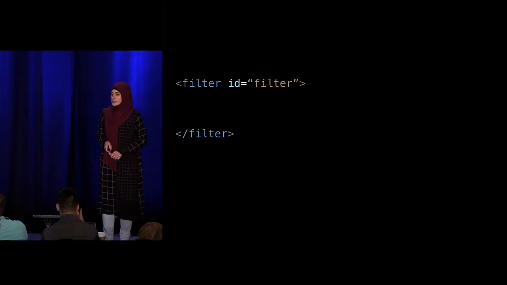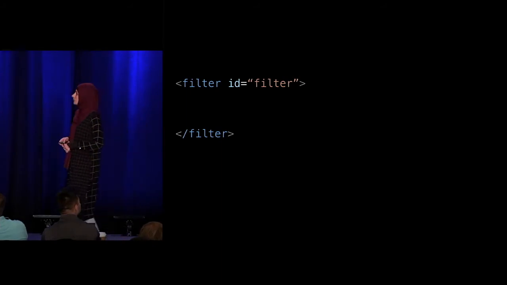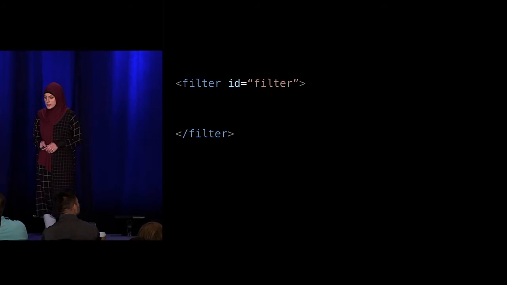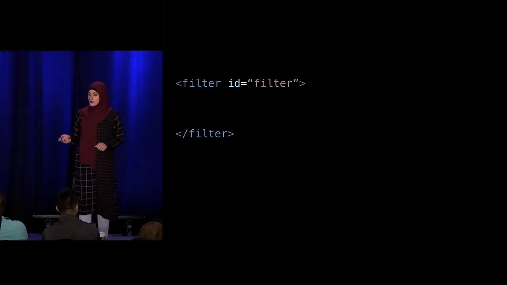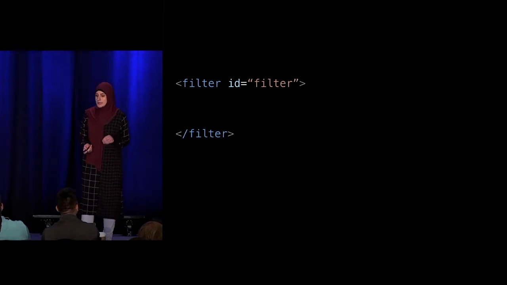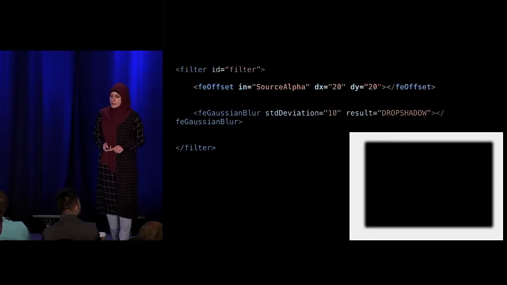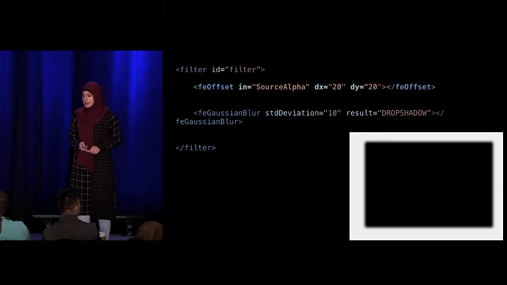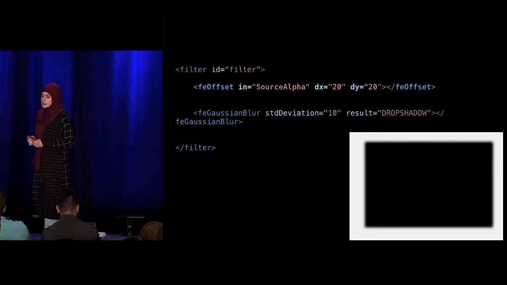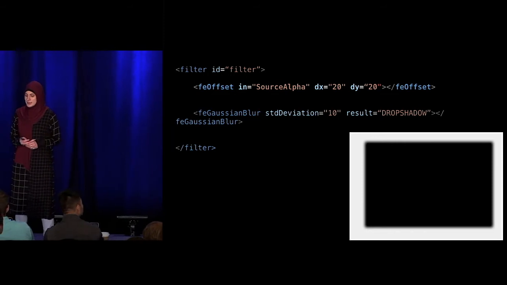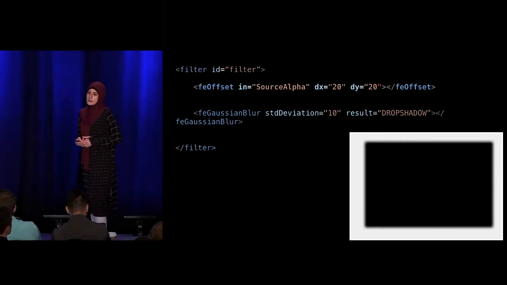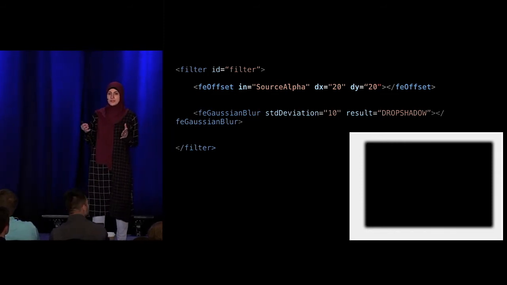So we're going to start by creating our filter container, which will house all of our filter operations, and then we will be applying this filter to the image that we have. Then we start by creating the drop shadow step by step. First, we start with the FE offset. The FE offset filter primitive is used to offset its input by a certain distance along the x and y axes. You have dx and dy. They determine the amount by which you want to offset your input.